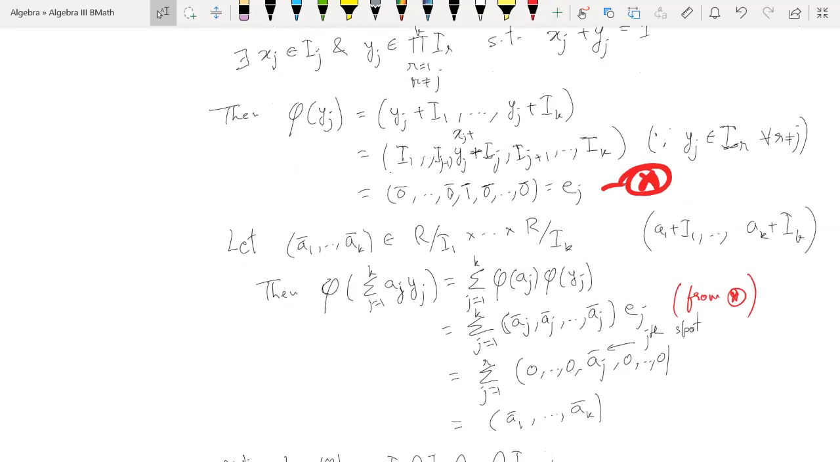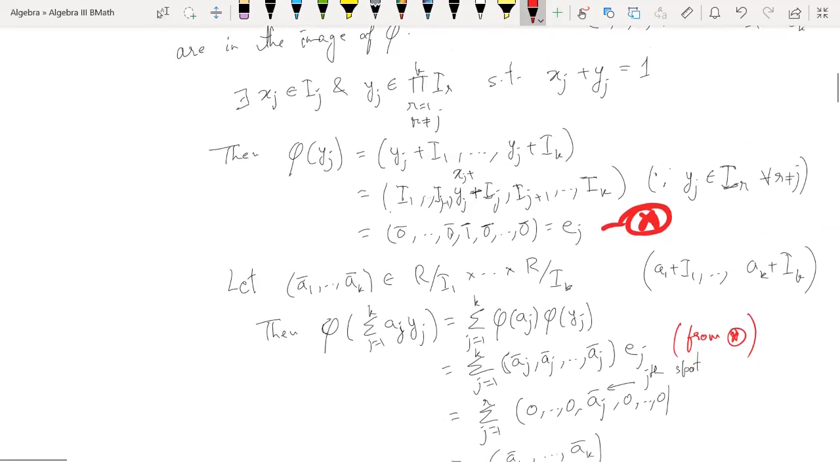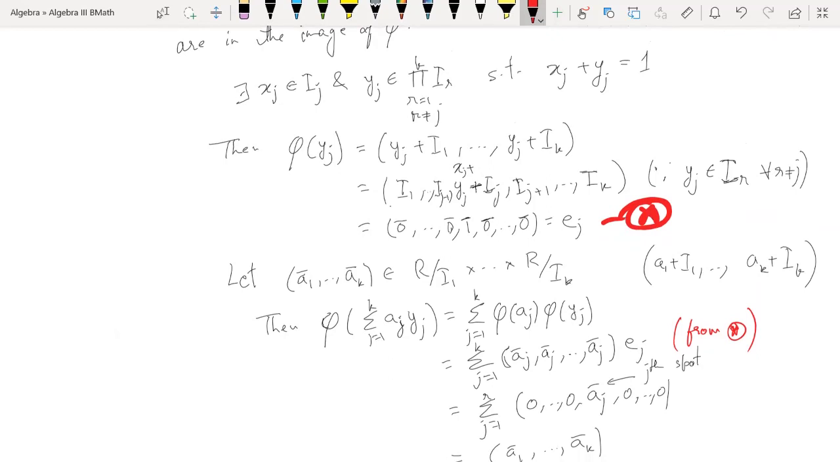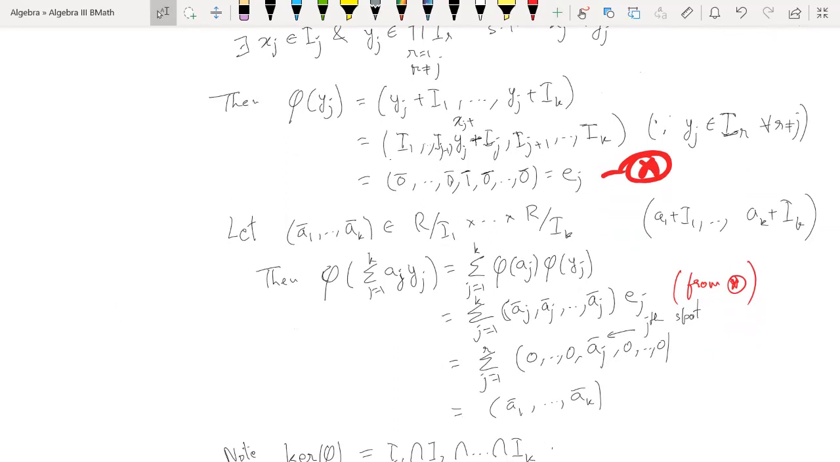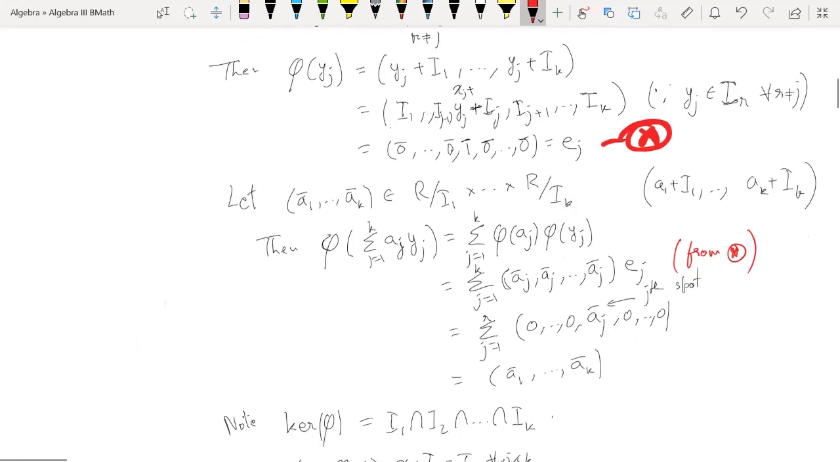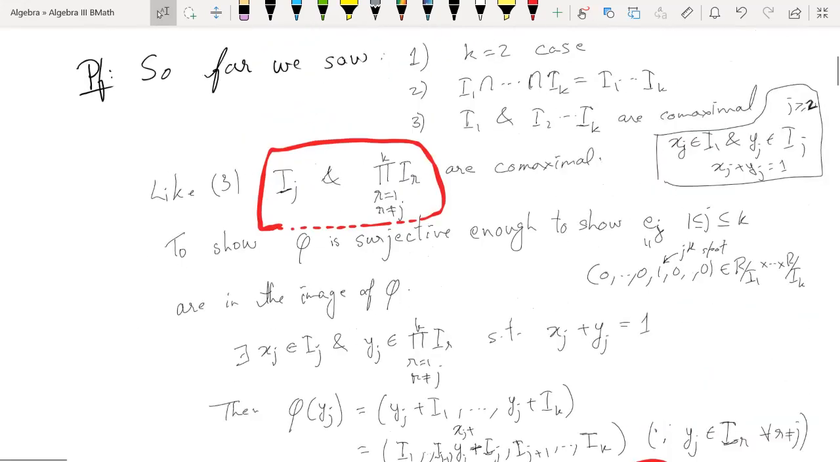Okay, and in ej, everything is zero except the jth spot. So what you'll get if you multiply these two is, remember, the multiplication in this product is component-wise, so all will be zero except the jth spot, and at the jth spot you'll get aj bar, which is the same as aj plus ij. Now if you sum all of them, you'll get a1 bar to ak bar. So we found a pre-image of this, which is the summation of aj yj, j equals 1 to k. And so this proves the surjectivity of phi.